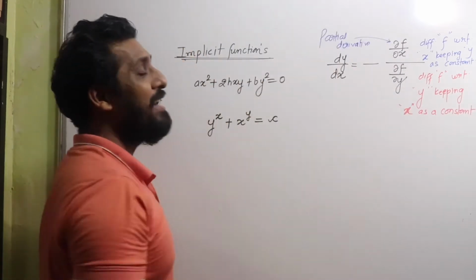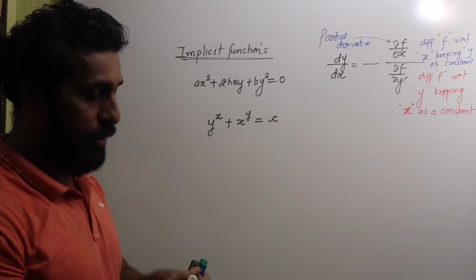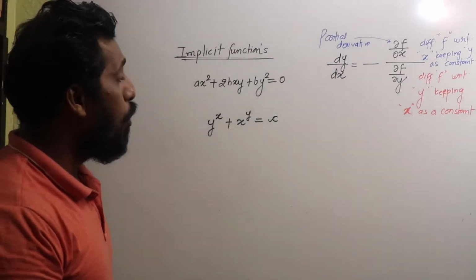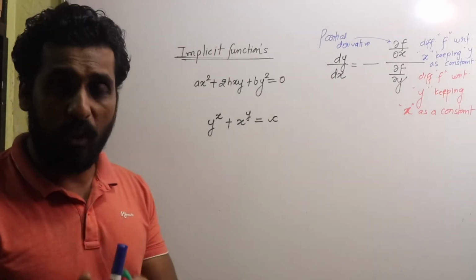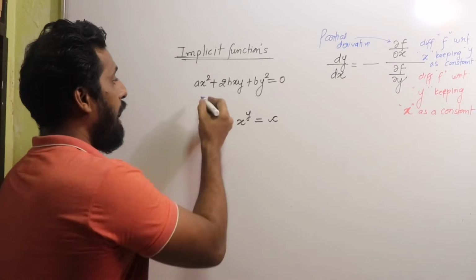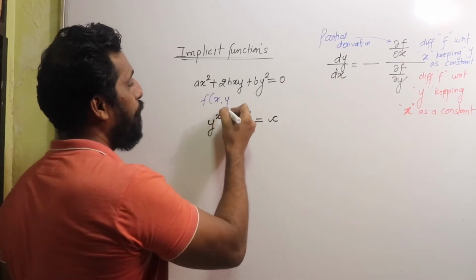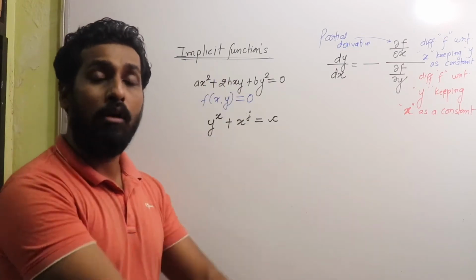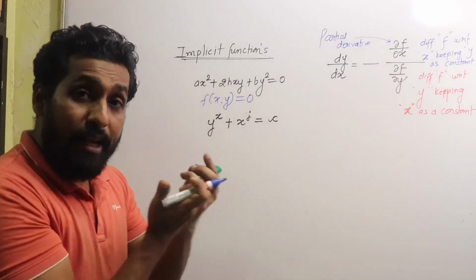Let's try and understand in the example. For this I need to know what f is. Whenever any equation is given to us, you always write that equation in this format: f of x comma y equal to 0. Take all terms of x and all terms of y together on the left side.